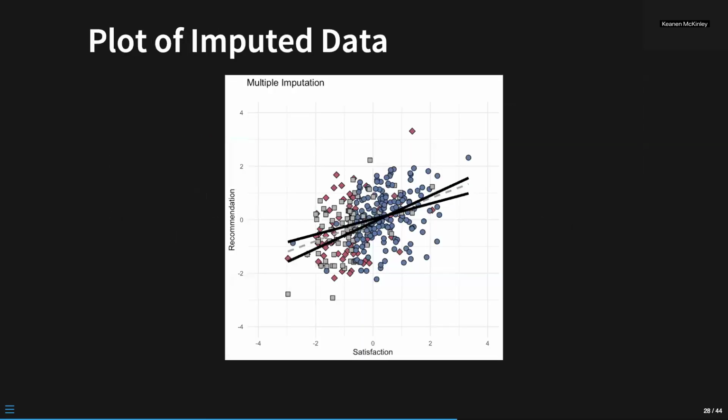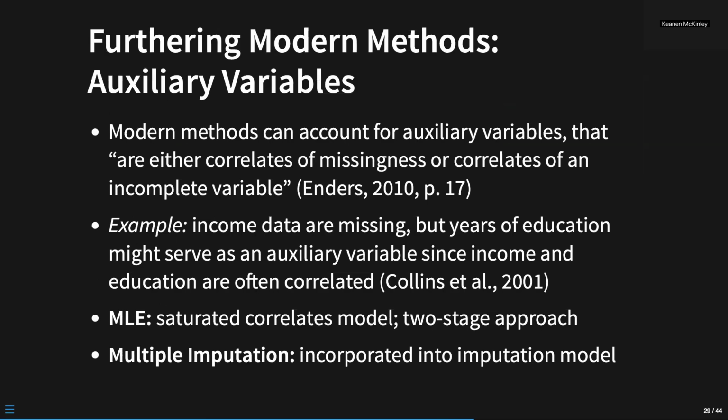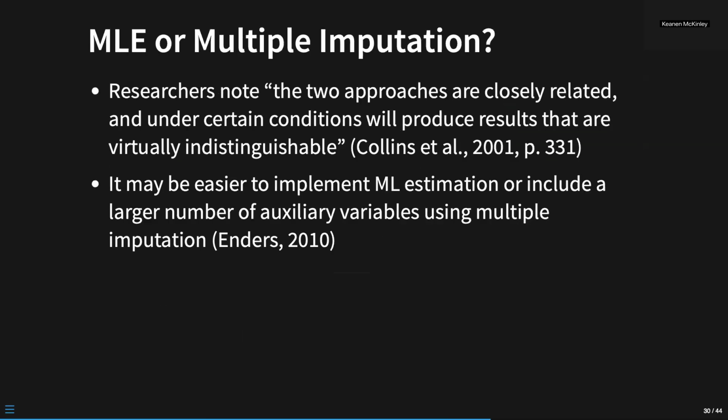And then we visualize that. We see the gray squares and the red diamonds. Those represent different imputed data sets. So we can see the noise and the difference in our estimates between those data sets. But again, we'll pool those to get our estimates. There are different ways to further those methods using auxiliary variables, and that's going to give us information as we're able to pull data from different variables.